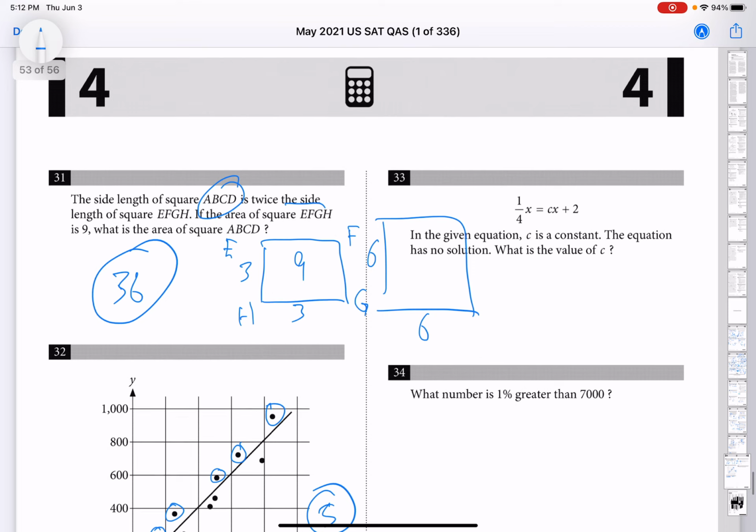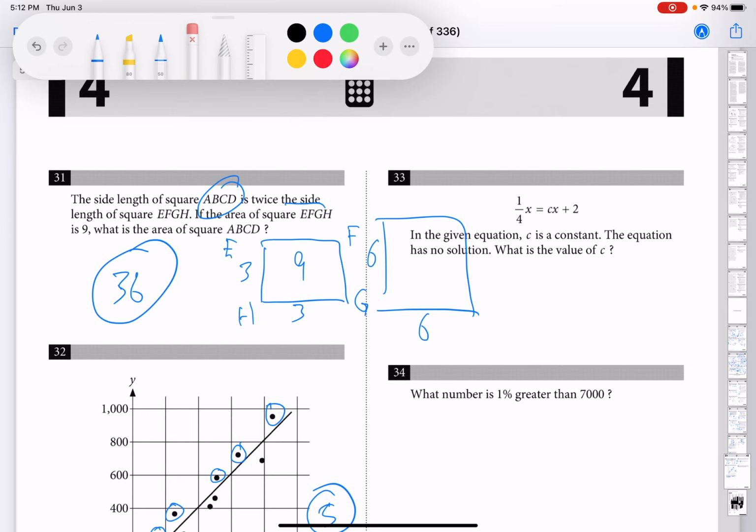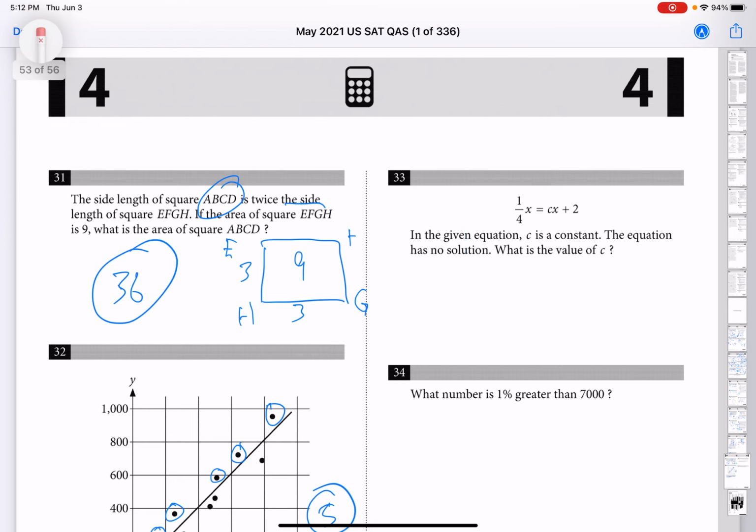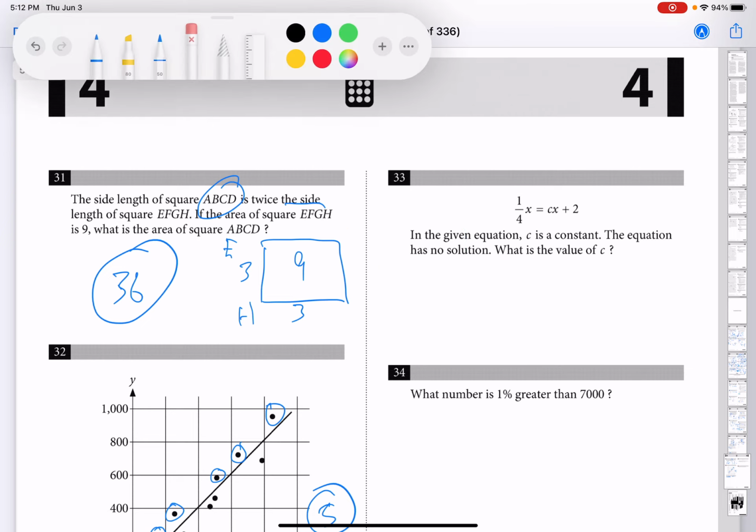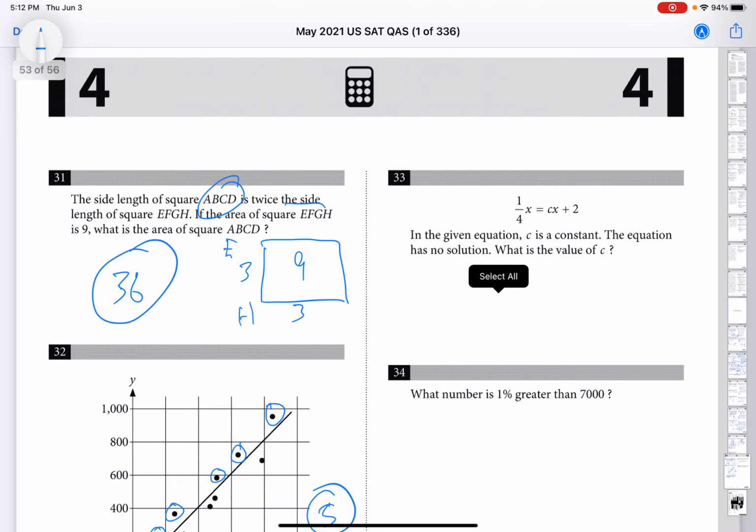All right, let's take a look at number 33. It says in the given equation, I'm just going to erase this square that I had here before. All right, so for number 33, it says in the given equation, C is a constant. The equation has no solution. What is the value of C?